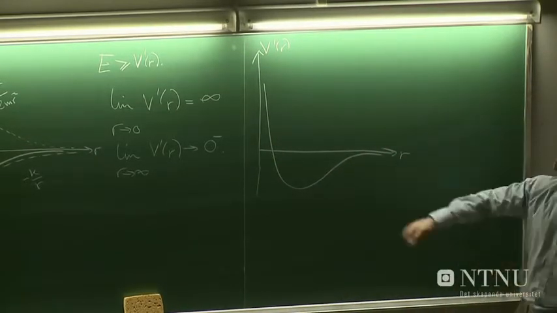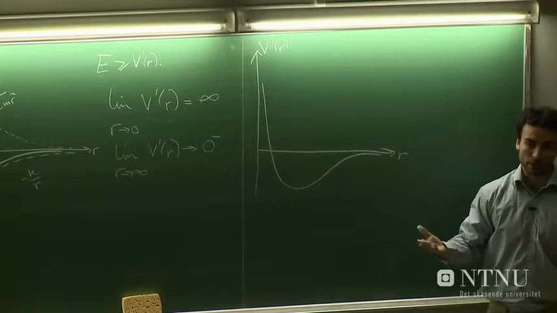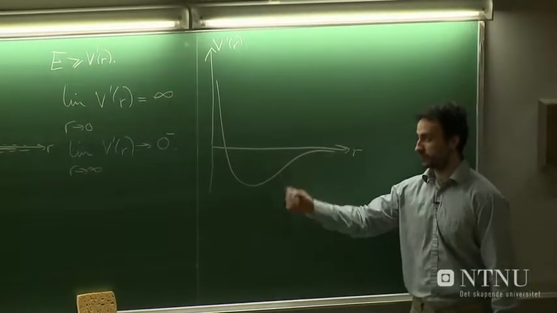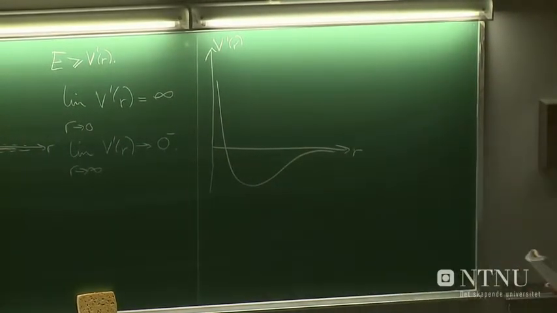Okay, so we have identified what V prime looks like, more or less. It should have qualitatively this form. And what I would like to discuss now is that depending on the energy of the particle, we will have different types of qualitative motions.